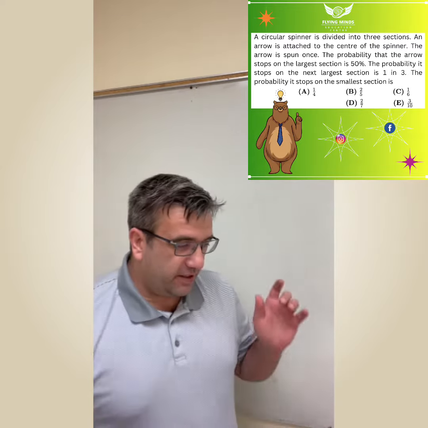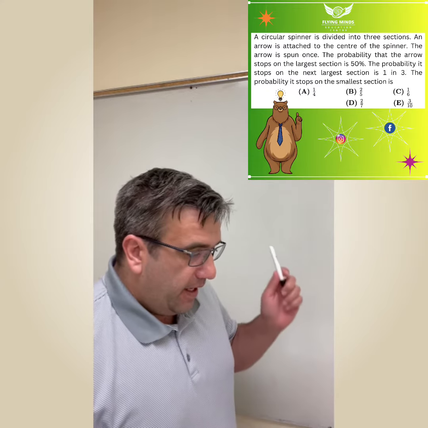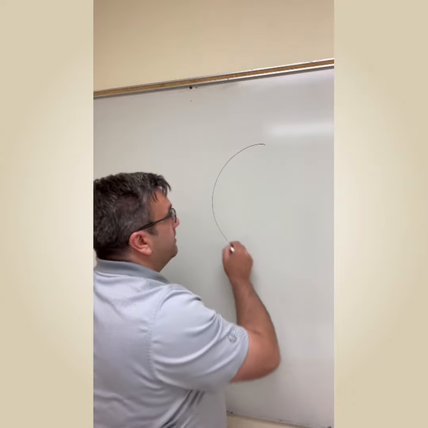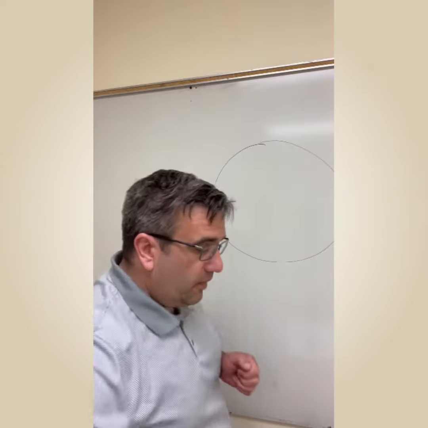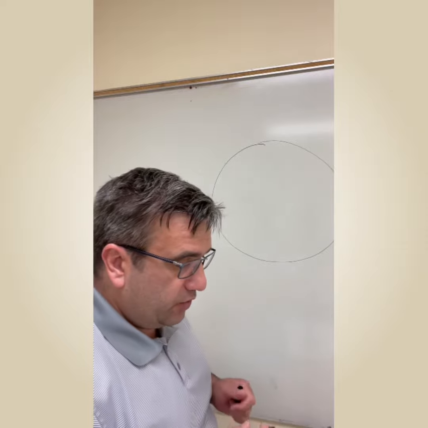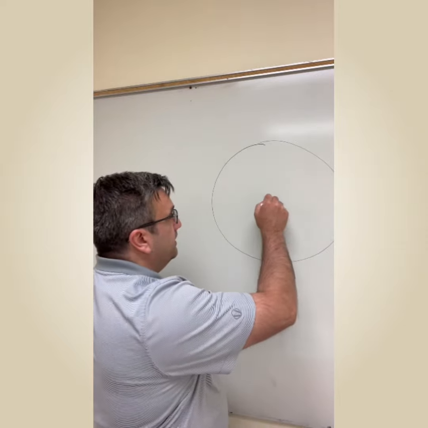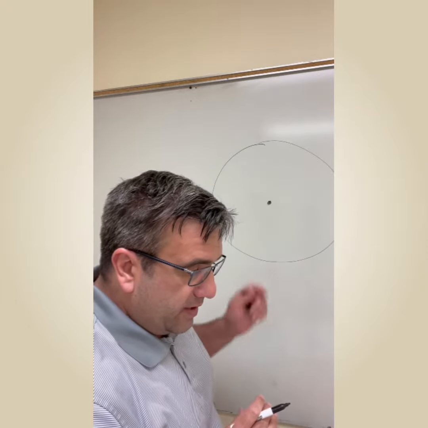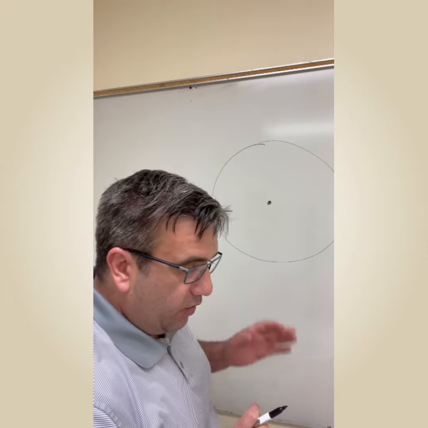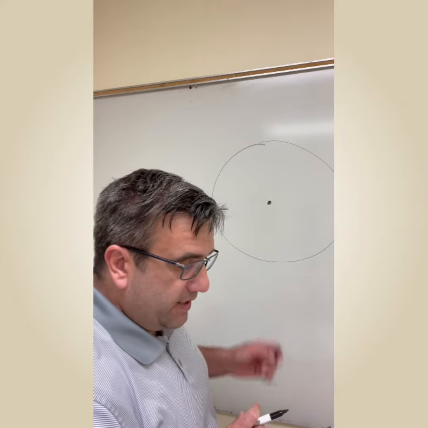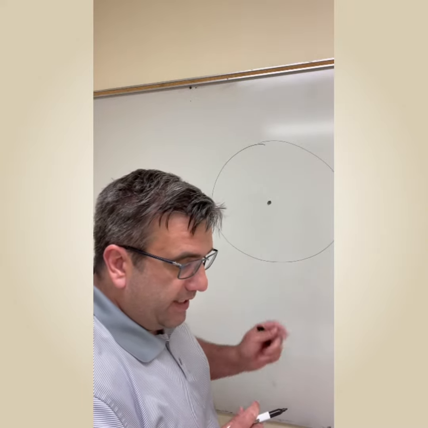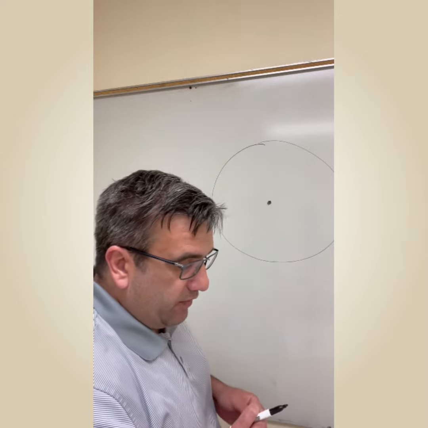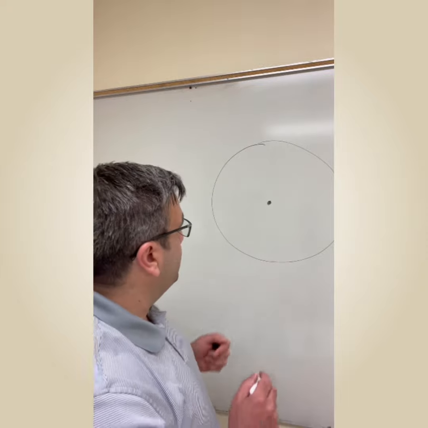So we're given a circular spinner. It's divided into three sections. Let's draw. An arrow is attached to the center. The arrow is spun twice. The probability that the arrow stops on the largest section is 50%. The probability it stops on the next largest section is 1 in 3. And we need to find the probability it stops on the smallest section.